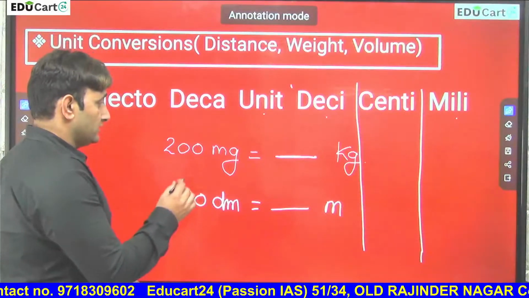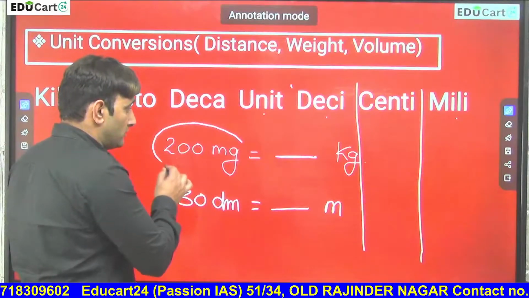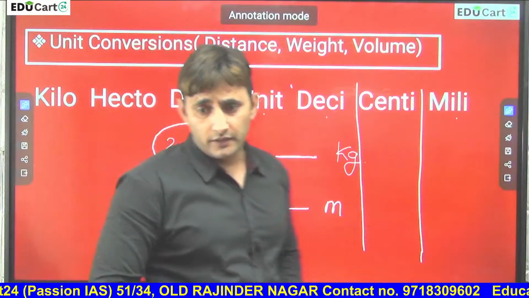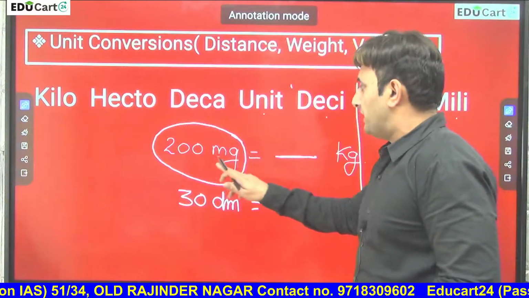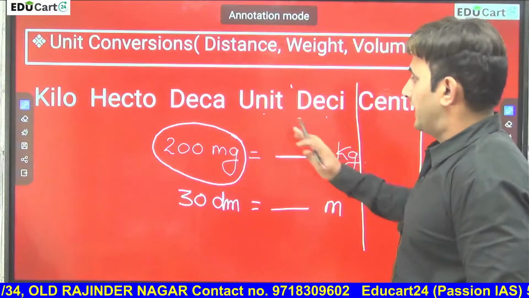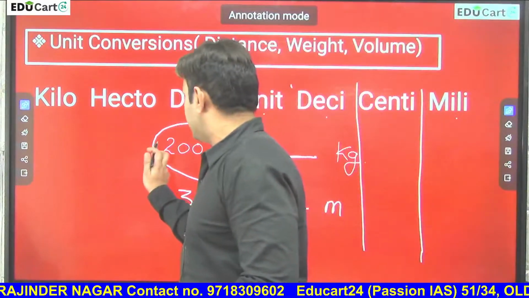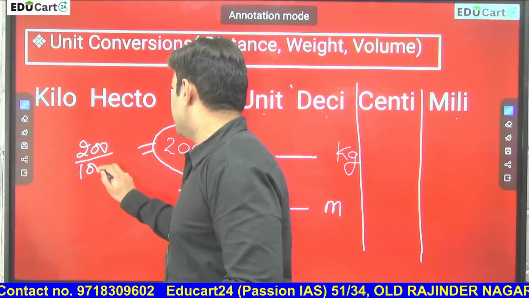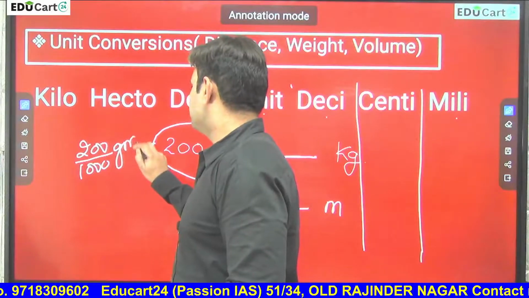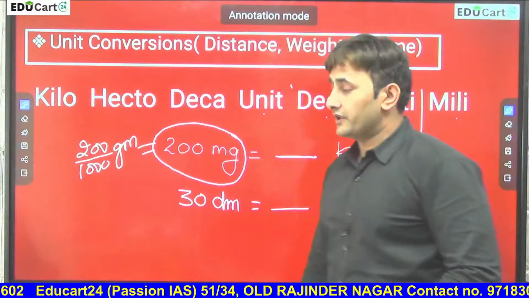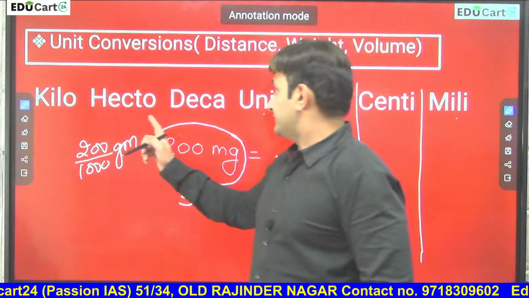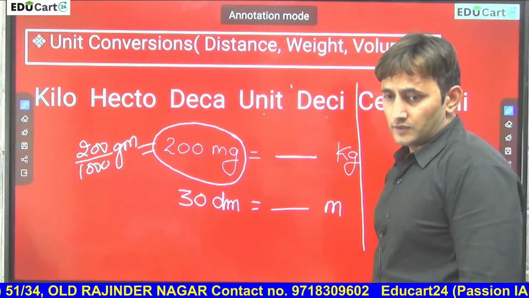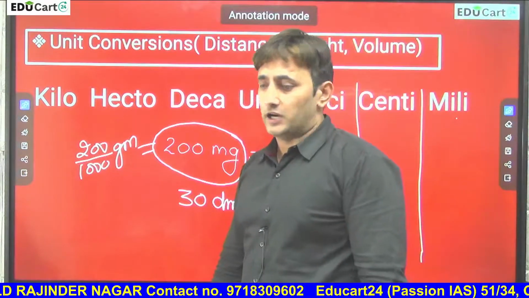We know that milligram is thousandth part of a gram. So this can be written as 200 upon 1000 gram. Okay, and 1 gram is thousandth part of the kilogram.